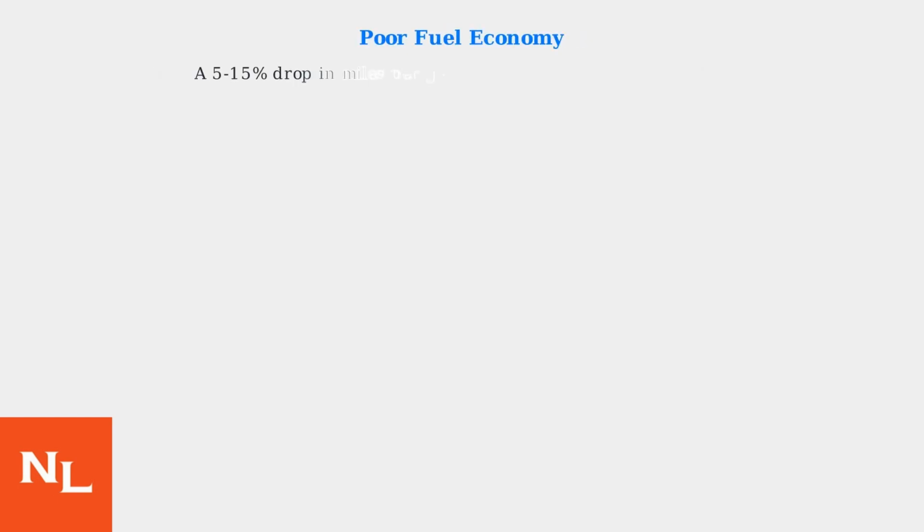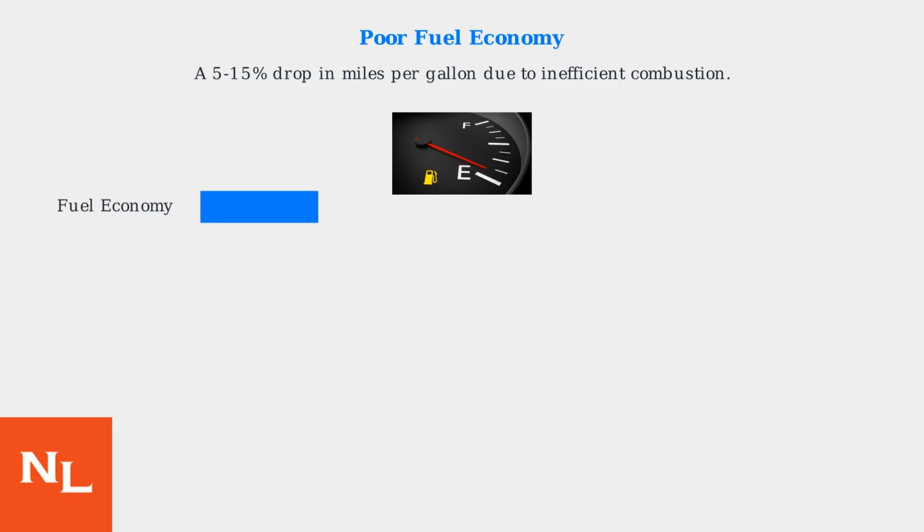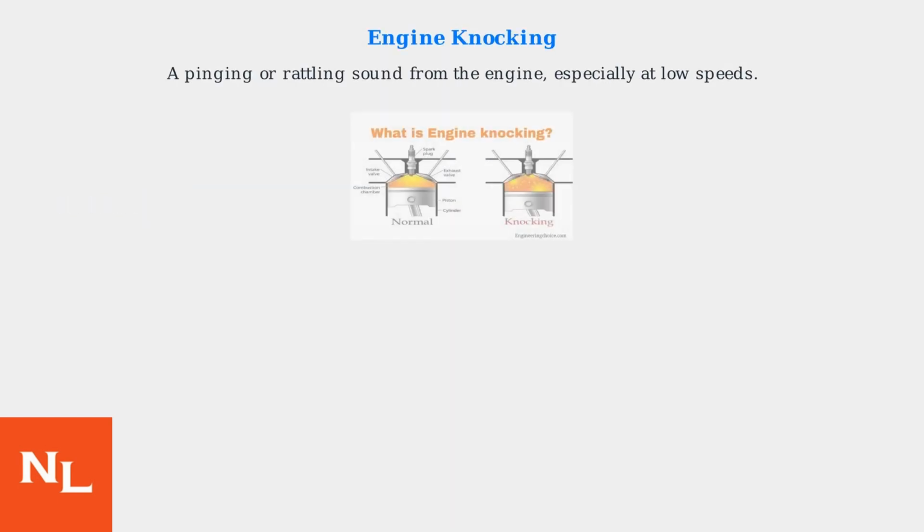Poor fuel economy is another common symptom, with drivers often experiencing a 5 to 15% drop in miles per gallon. This occurs because the timing problems lead to incomplete combustion and wasted fuel. Engine knocking, also known as pinging, produces a rattling or metallic sound from the engine. This happens when the air-fuel mixture ignites prematurely due to incorrect valve timing.